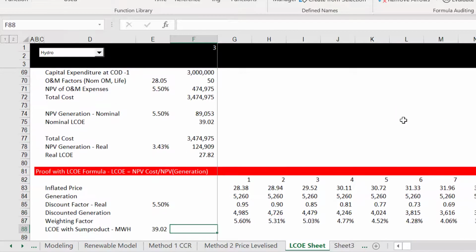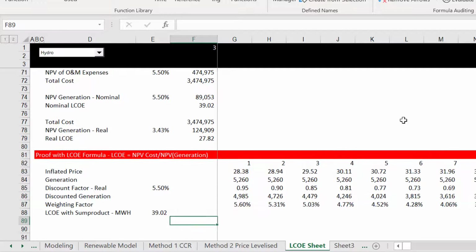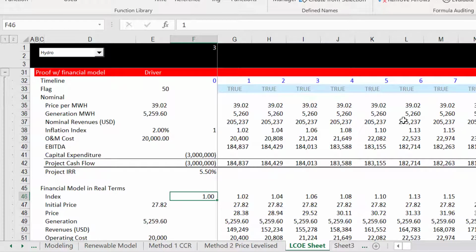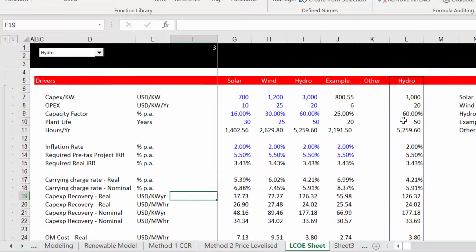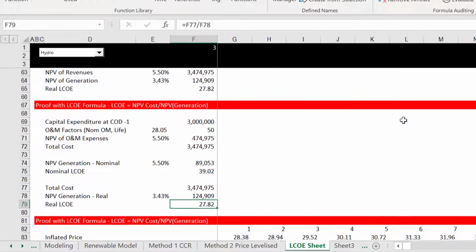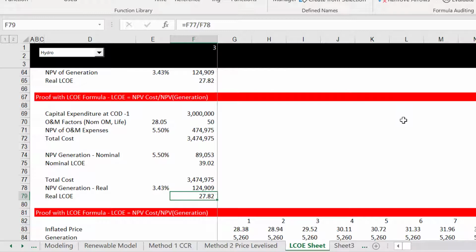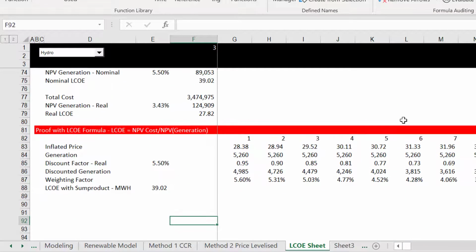Now let's do our final method. We start with the LCOE here. We have a little proof with a financial model. We have an NPV of generation. And finally, we have the weighted average price.